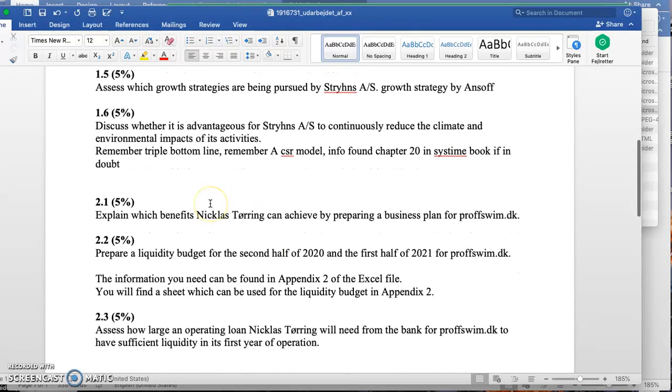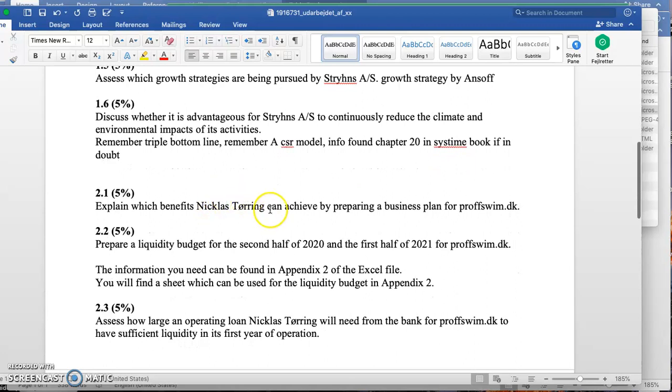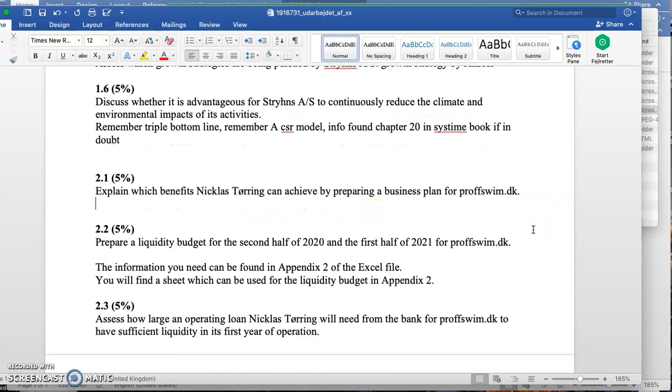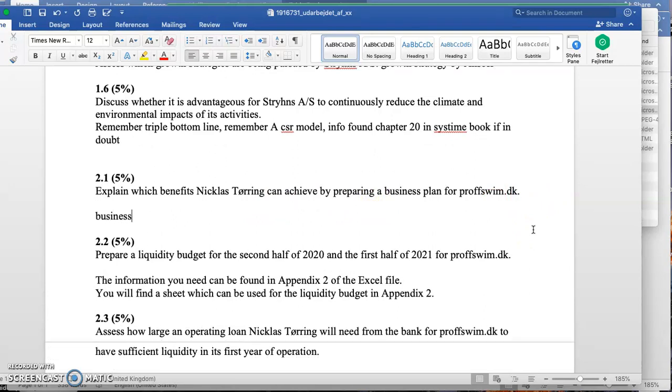The next one, explain which benefit Niklas Tøring can achieve by preparing a business plan proposal. When we talk about business plan, we talk about business model canvas as an example. Here you need to look into the business model canvas and the advantages and disadvantages of using a model like this, and then answer it in relation to this.